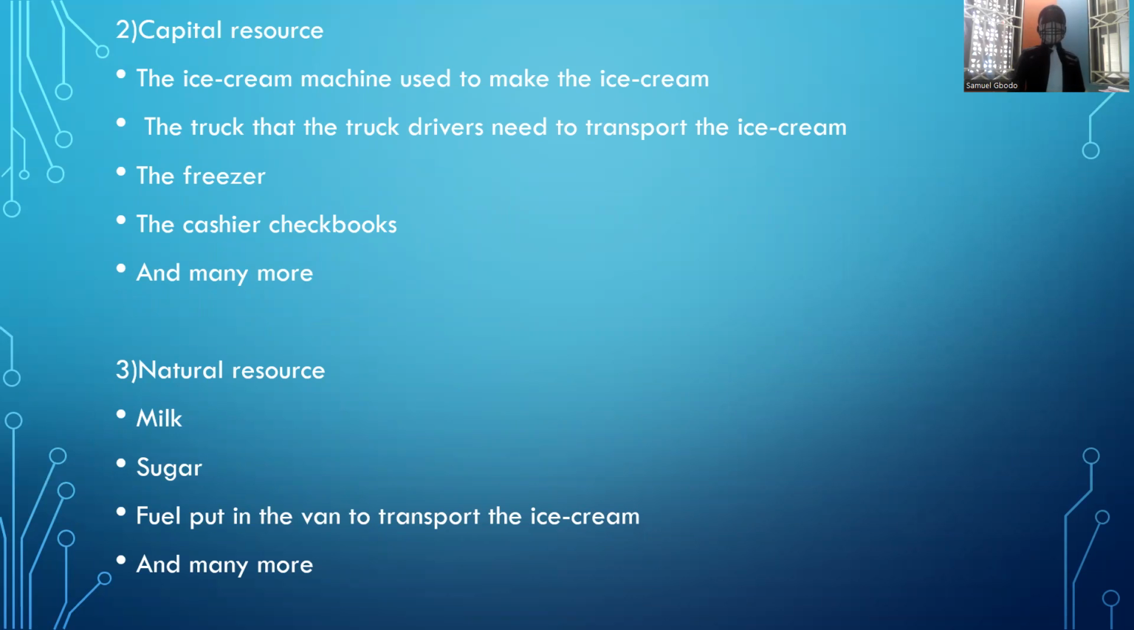Number 2, capital resource. The ice cream machine is used to make the ice cream. The truck that the truck drivers use to transport the ice cream. The freezer, a cashier, checkbooks, and many more. Natural resources: milk, sugar, fuel put in the truck to transport the ice cream, and many more.